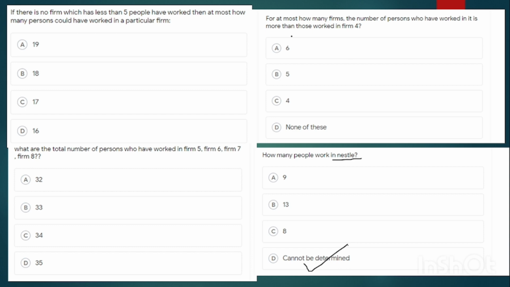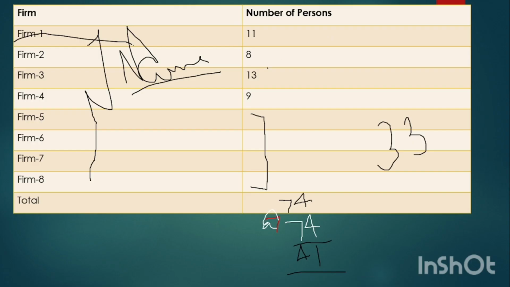Now, for at most how many firms is the number of persons who have worked in it more than those who worked in firm 4? See, there are 9 persons who worked in firm 4, and I know the total of the remaining firms shall be 33.